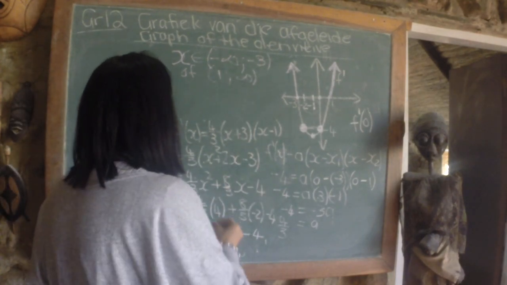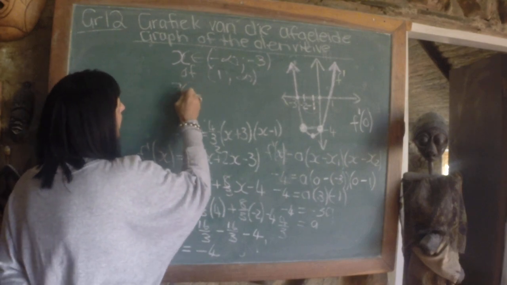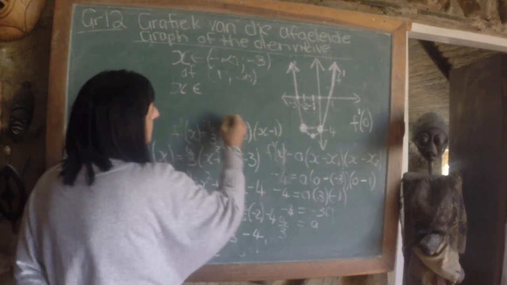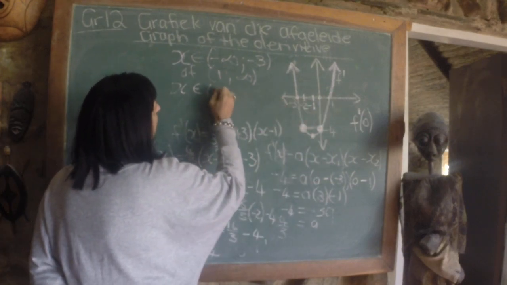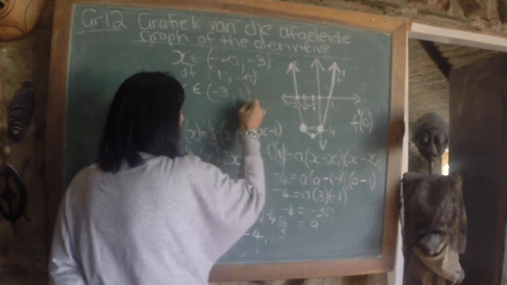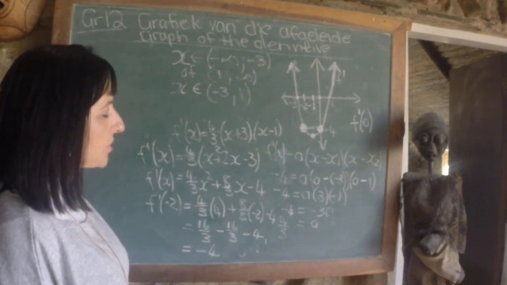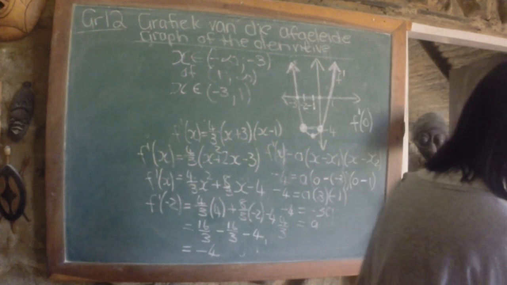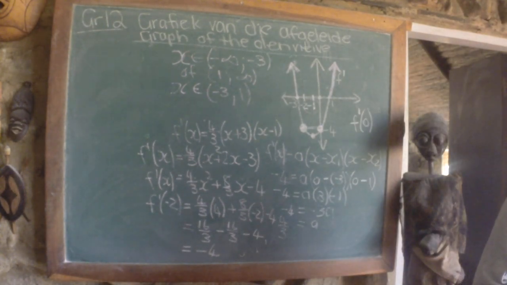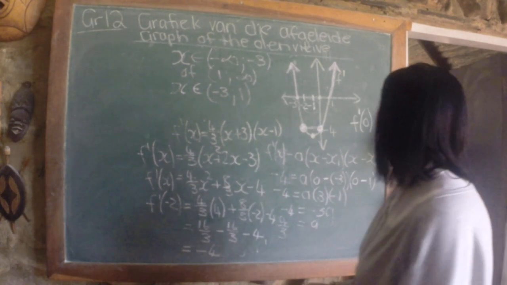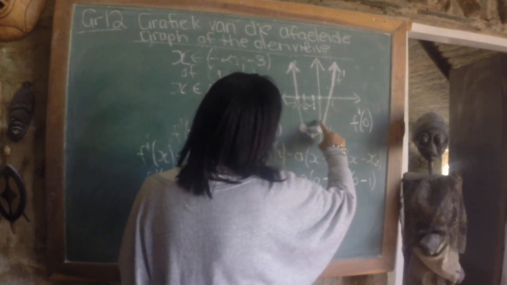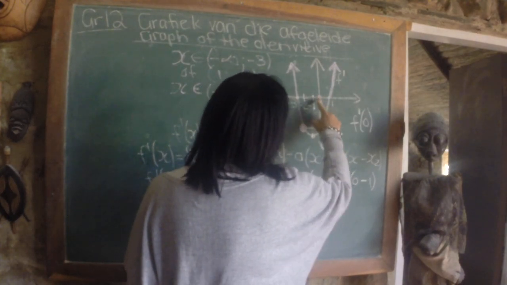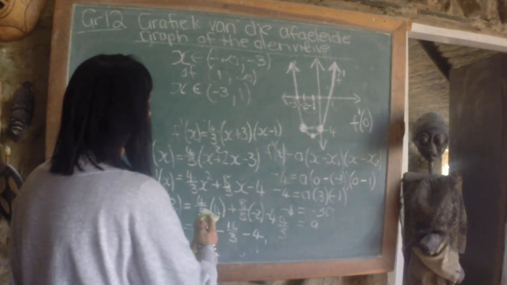Kyk, waar daal die oorspronklike funksie? Daal x 'n element van tussen min 3 en 1, want daar lê hy onderkant die lyn. Tussen min 3 en 1. That's where the original function is descending. Goed. En dan is f konkaaf na bo of konkaaf na onder by x is gelyk aan 0. Kom ons gaan kyk. X is gelyk aan 0. That's there on the first derivative.